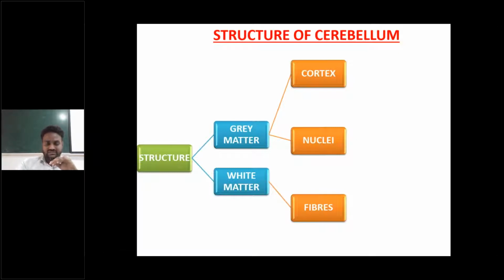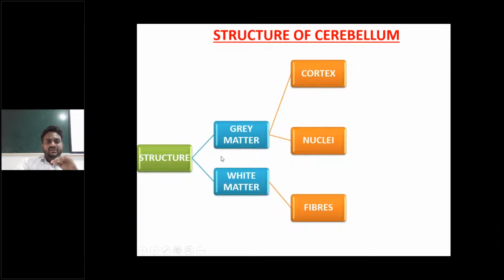You know these things. But in the case of cerebellum and cerebrum, the gray matter is present outside, which is named the cortex, and the white matter is present inside. In the rest of the central nervous system, meaning brainstem and spinal cord, this is reversed: gray matter inside, white matter outside.